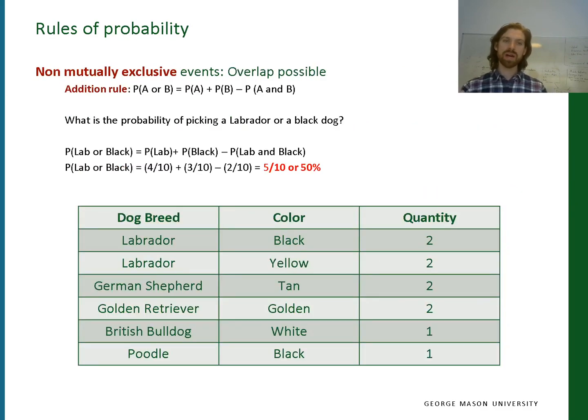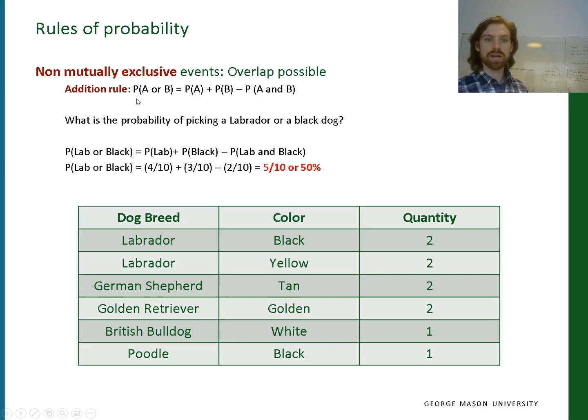Okay, so let's get on to the final type of probability rule here, and that's where you could actually have overlap between the different groupings within your rule set, for example. So here I've said, well, what's the probability of picking a Labrador or a black dog? And the issue, of course, is that you could have both a Labrador, which is also black, and that's why when you need to calculate the probability, you can't just sum the two probabilities together. You also need to take into account that you could have some overlap.